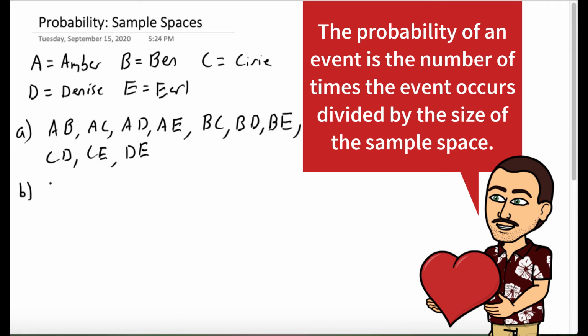For part B, well, we could count. There's 10 possible pairs. So there's 10 total pairs. Each could happen with the same probability, so they each have a probability of 1 out of 10.